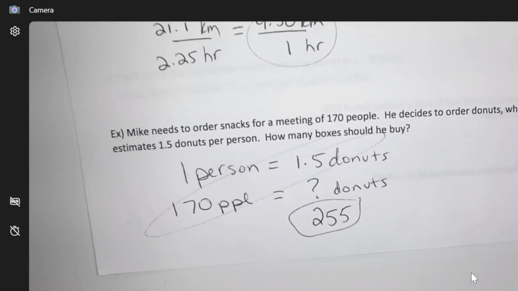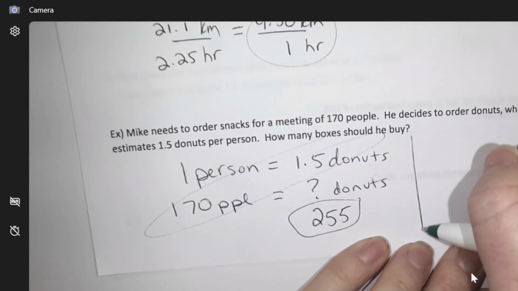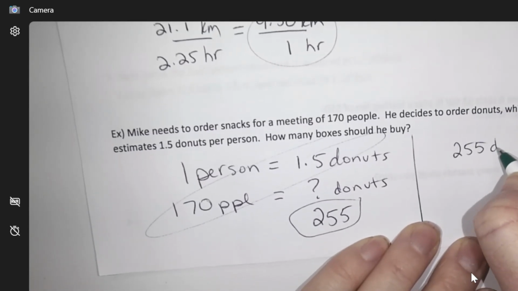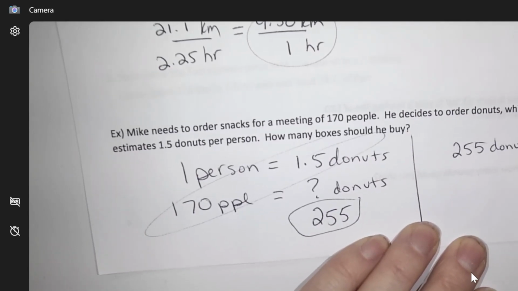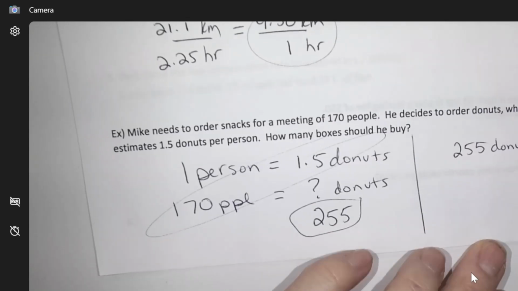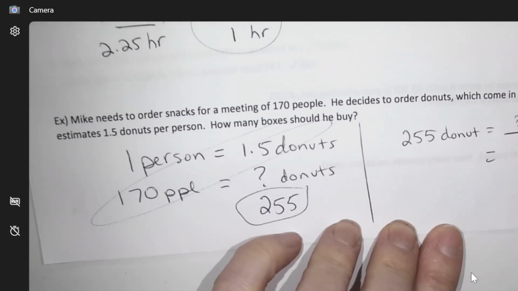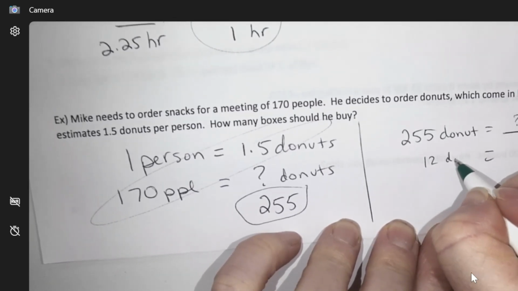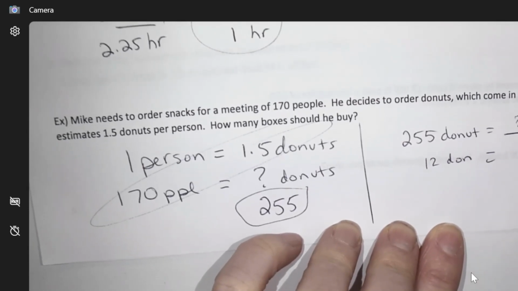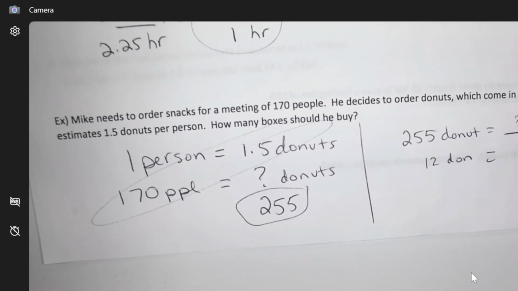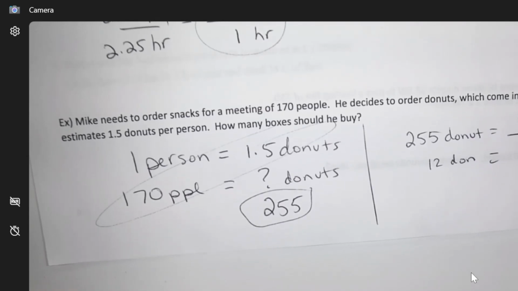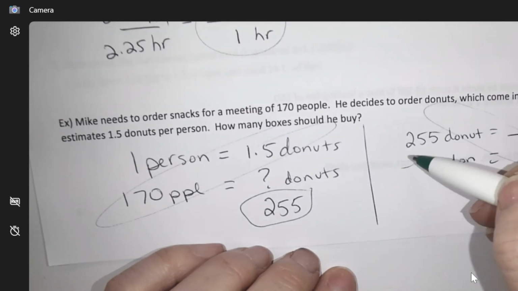Now part 2. How many boxes of donuts do you need to buy then? What are we going to do to figure that out? Okay, so we could do another proportion. 255 donuts equals how many boxes? What do you know about donuts and boxes? 12 donuts in one box. So with proportions, you always write what do I want to know, and what do I have. So this is what I want, this is what I have. So times, divide.